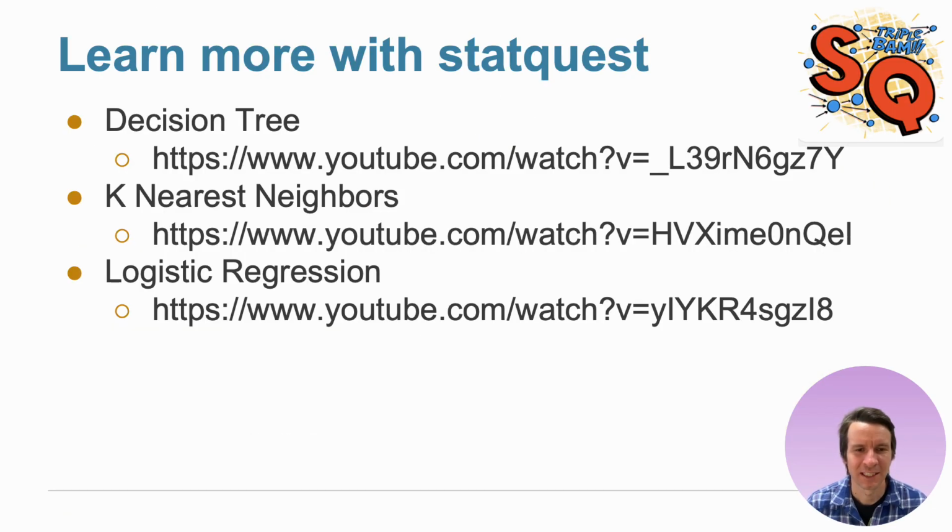The decision tree, k nearest neighbors, and logistic regression, all of them are covered by StatQuest. Highly recommend. It should give you some idea how these work a little bit more under the hood.